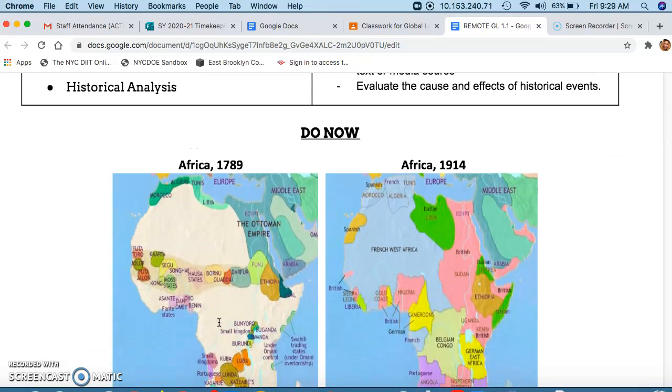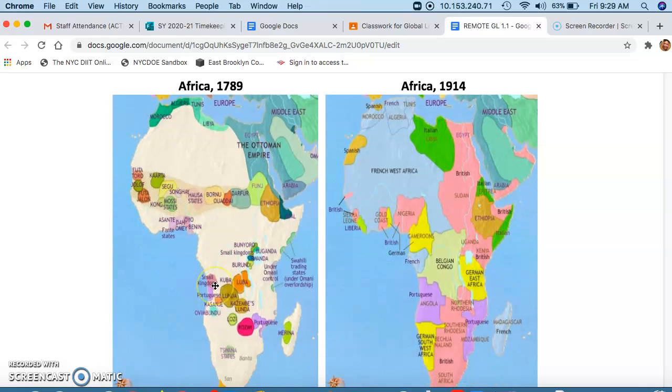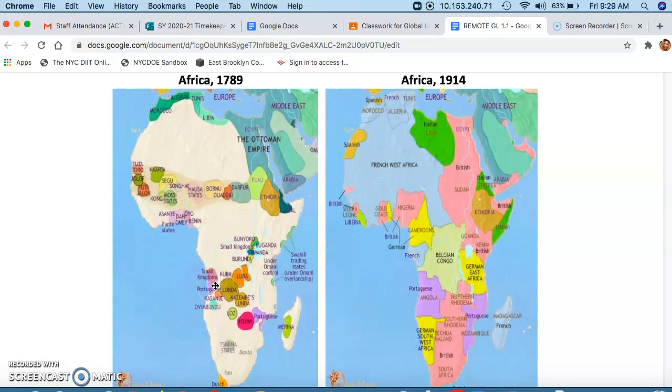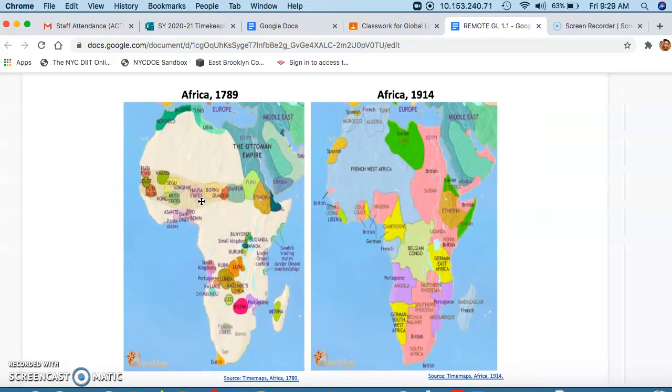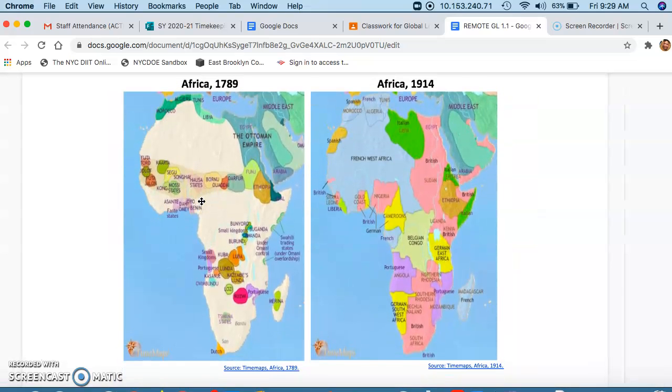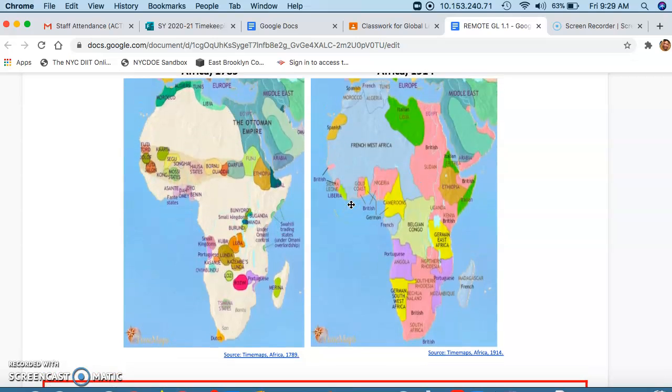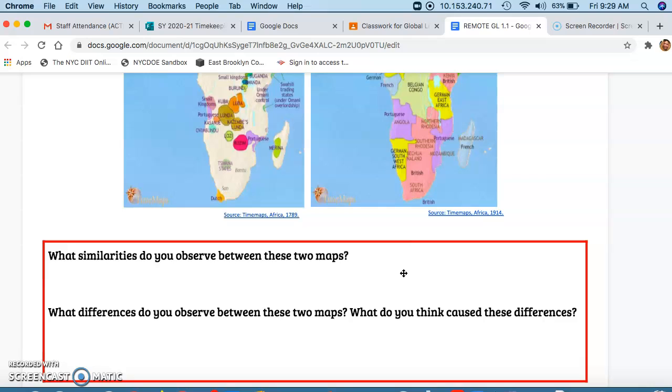So to do now, I want you to look at these two maps side by side, right? You want to take some time to really analyze and try to figure out what's going on, right? Whenever we're looking at maps, we're looking at the date, we're looking at borders, we're looking at different names, right? We're looking at what is similar between these things, what is different, right? And that's what the question is asking. What similarities do you observe between these two maps? And then what differences do you observe between these two maps? What do you think caused these differences?